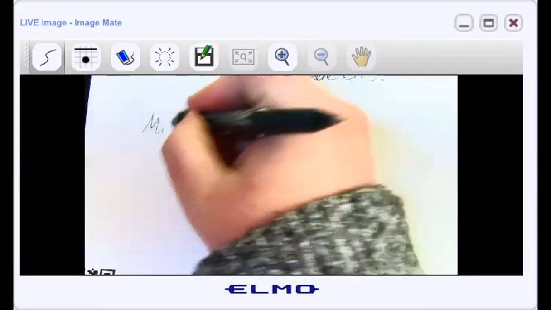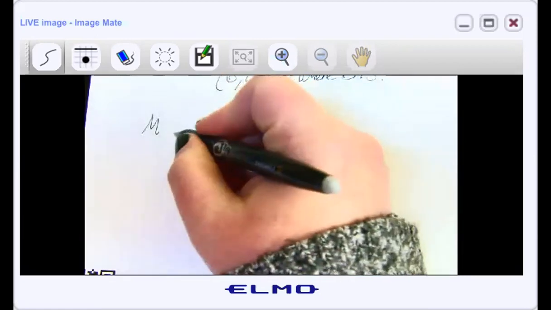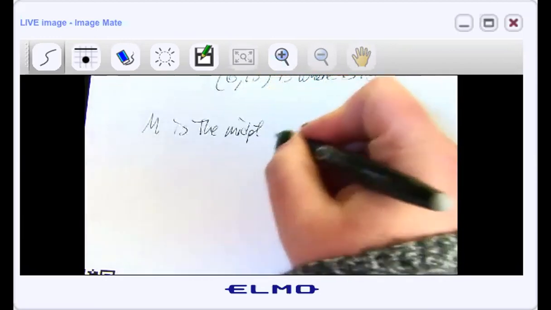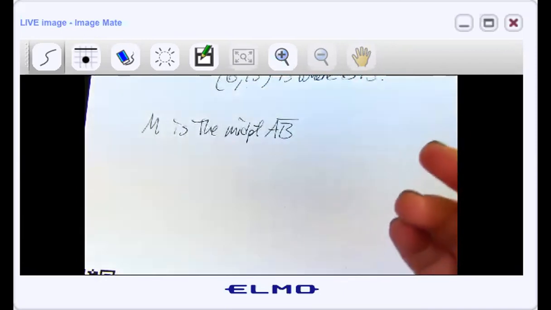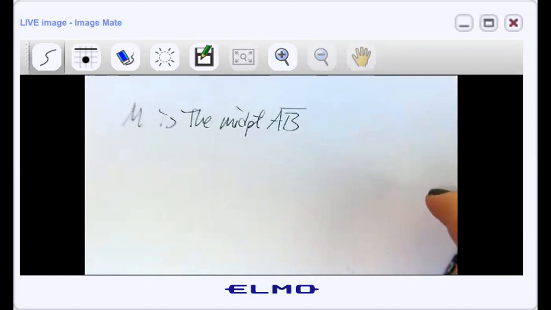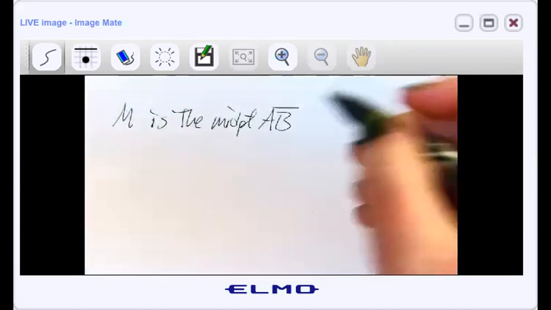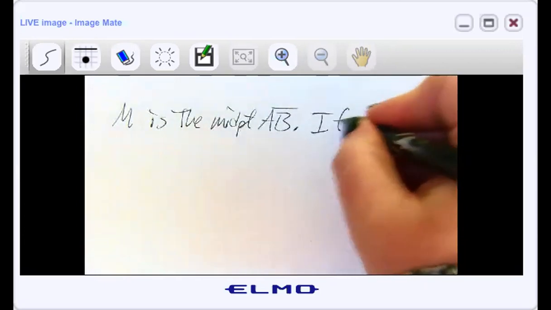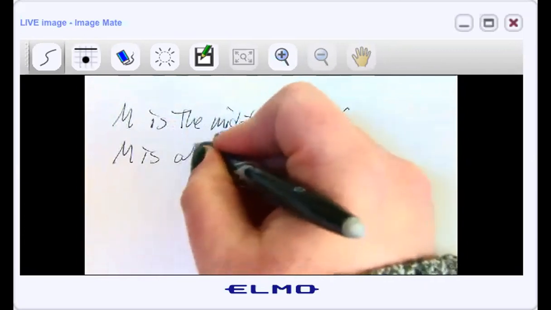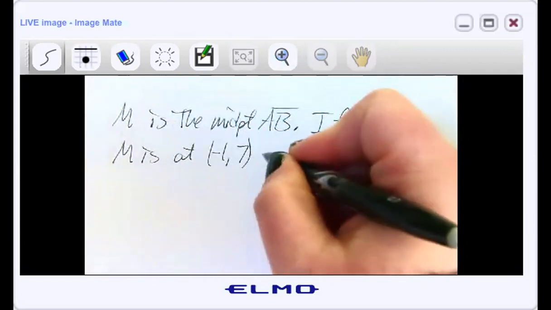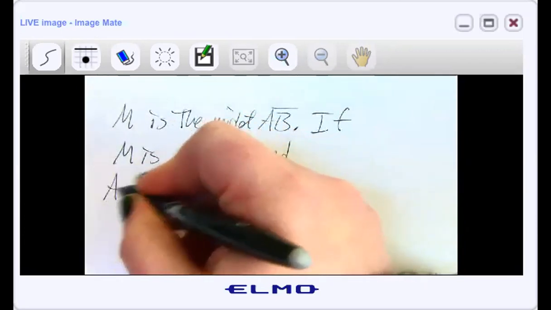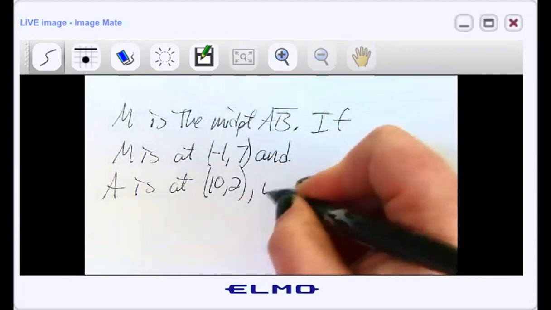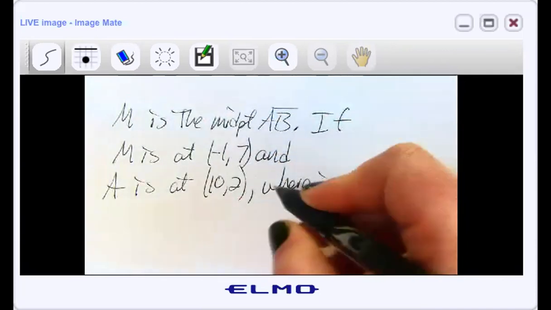All right, so here we go. M is the midpoint of AB. But I need to know who's the midpoint, right? Because if I don't know which of the 3 is the midpoint, then I'm going to have a problem. So again, M is the midpoint. This time I'm going to give you M first. If M is at -1, 7 and A is at 10 comma 2, where is B?